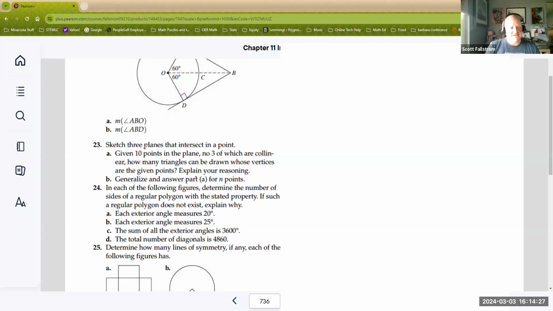I would probably start not with 10 points. Why don't I start with 3? So here are 3 points. They're not collinear. How many triangles can I draw? One triangle from those 3 points.